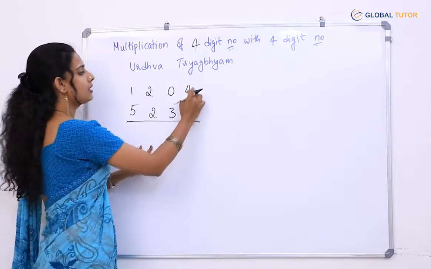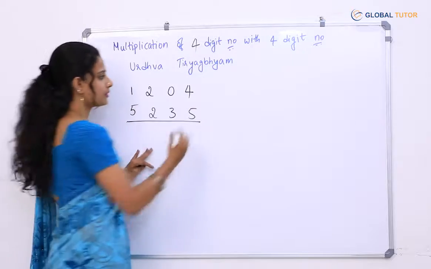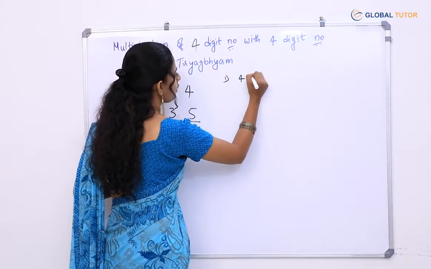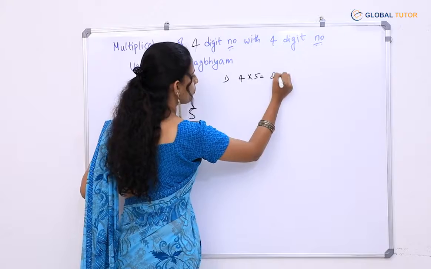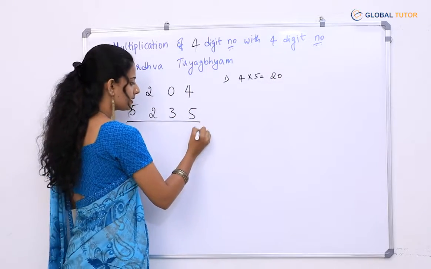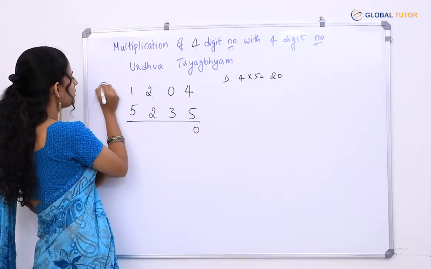What was the first step? Multiply these two numbers. So in the first step it is 4 into 5 which is 20. Here you just write 0 and carry forward 2.